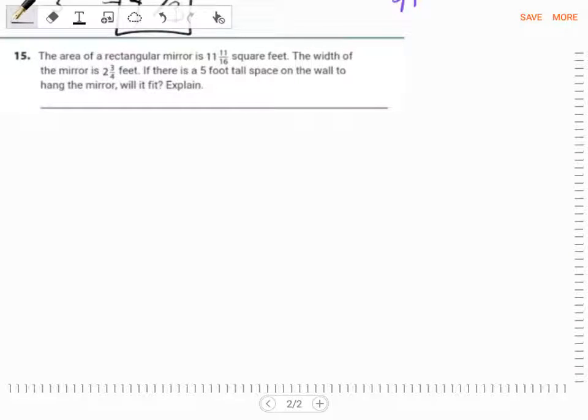The area of a rectangular mirror is 11 11/16 square feet. The width of the mirror is 2 3/4 feet. If there's a 5-foot tall space on the wall to hang the mirror, will it fit? And explain. Okay, so let's think about this.